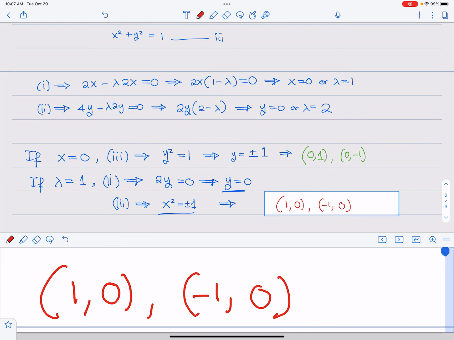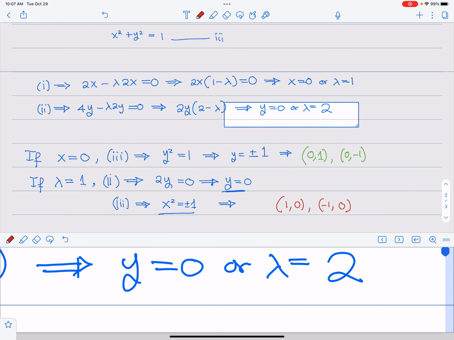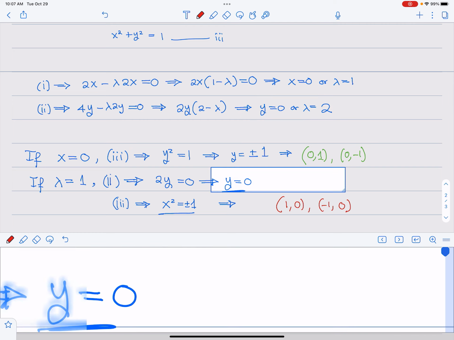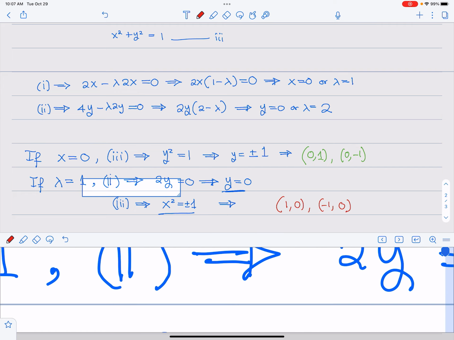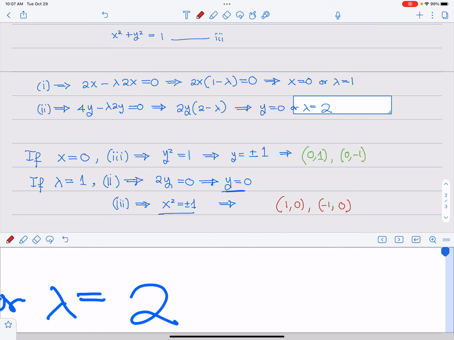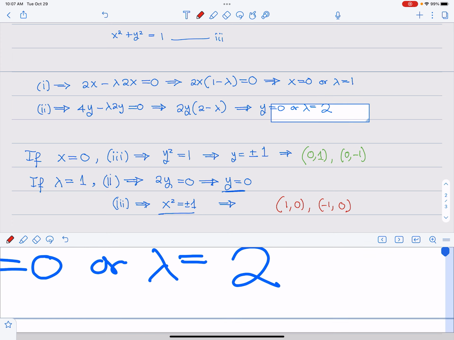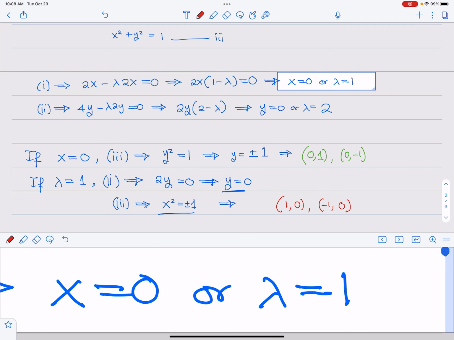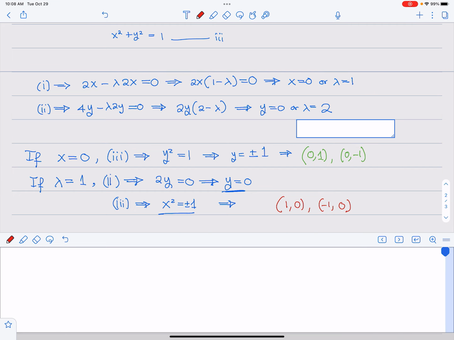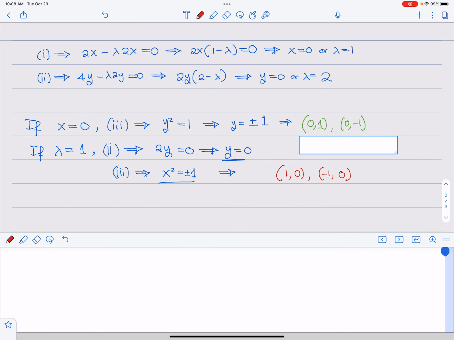Okay? Now, we can also say, okay, if y is 0, what do we get? But this already took care of that, right? When y is 0, that's what we're going to get. And when lambda is equal to 2, all we can do is plug it in here. And if we plug it in there, we get 2x minus 4x, negative 2x is equal to 0, which means x is 0. So we already have x is 0. So it turns out these are all the critical points we have, right?